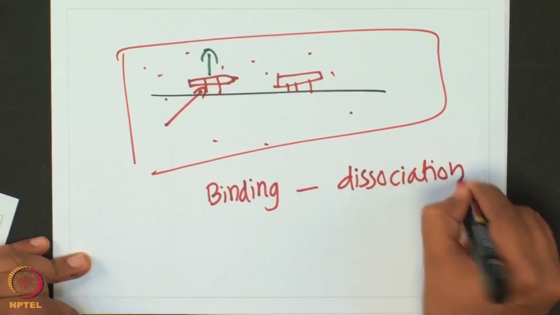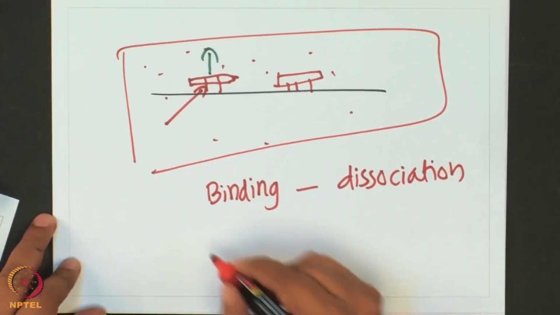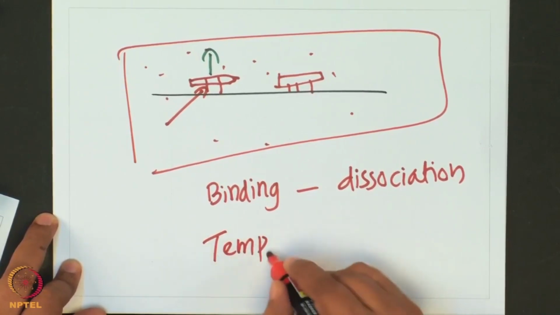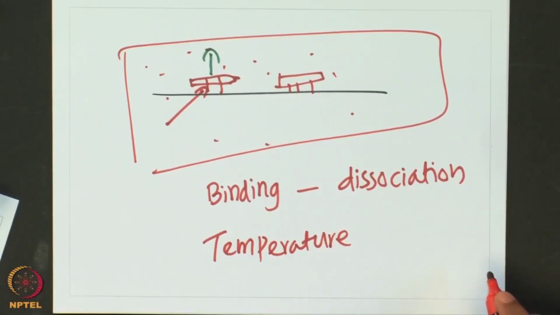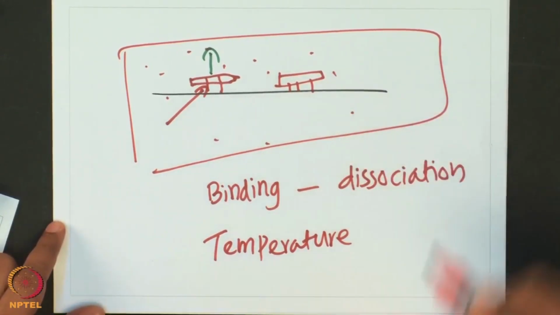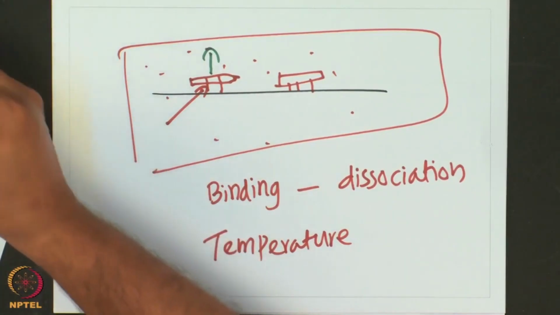This binding and dissociation process happens because of the temperature. At zero temperature, if the temperature was very close to 0 Kelvin, then all proteins would be bound, and there would be no dissociation at all. So the binding and dissociation of proteins essentially happens because the water molecules are doing zigzag motion and hitting the protein molecules and the DNA, and because of that these DNA-protein interactions break and they come apart.